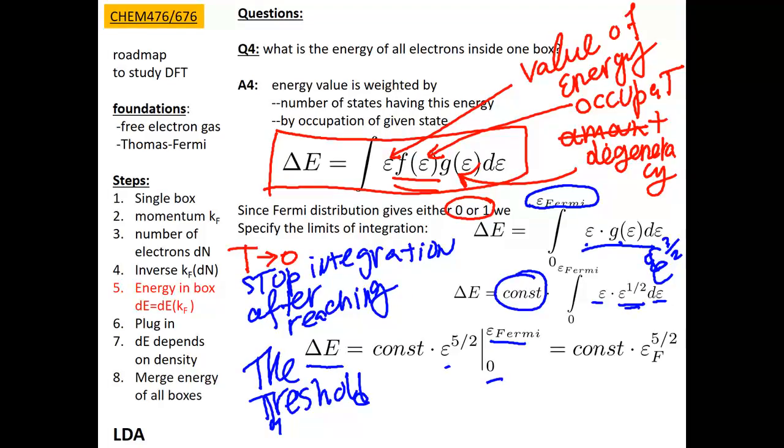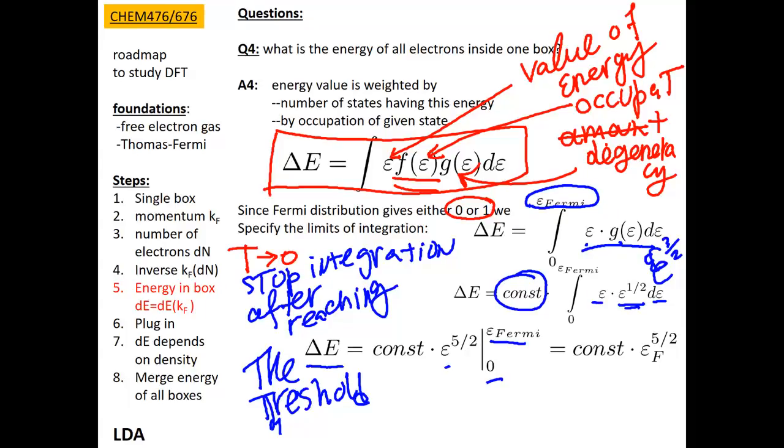Energy of all electrons inside the box: E to the power 3/2. What is the integration of a polynomial? The power gets increased by 1, and the 1 yields a denominator. Agree that there are no energies below zero. From zero to the Fermi energy.